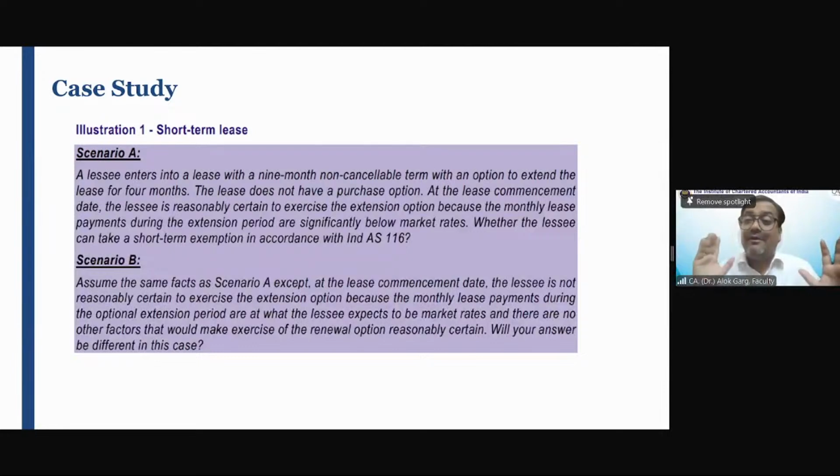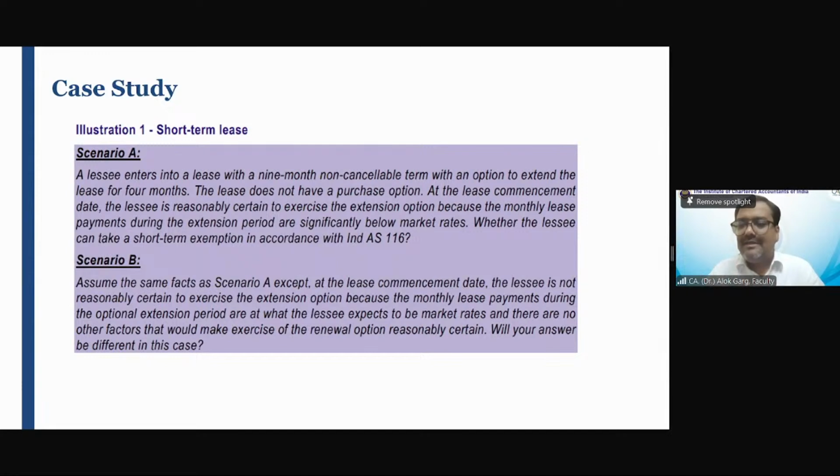So it is assumed that it is an identified asset, a lease contract, right? But if the question has given you some information that the lessor has a substantive right to replace the asset, in that case you have to demonstrate that, since in this case the lessor has a substantial right to substitute the asset, it is not meeting the criteria of an identified asset, and hence this contract is not a lease contract under Ind AS 116. Okay, this is what you need to consider.